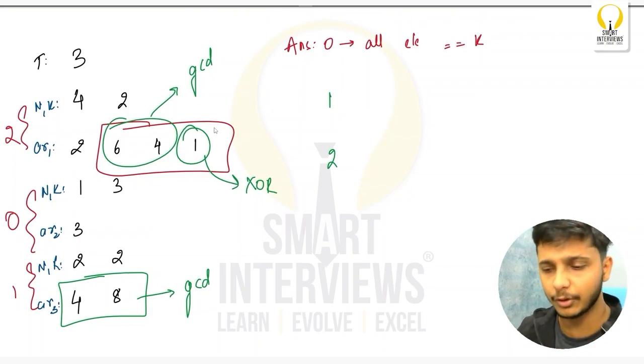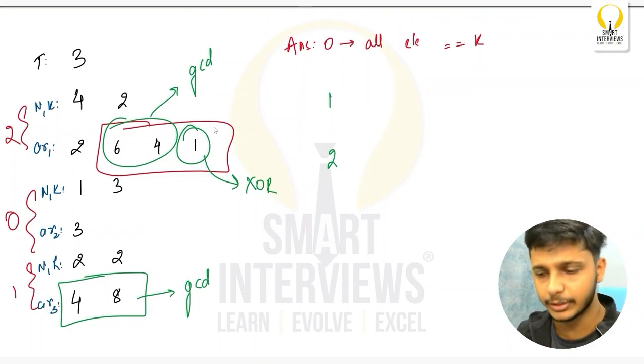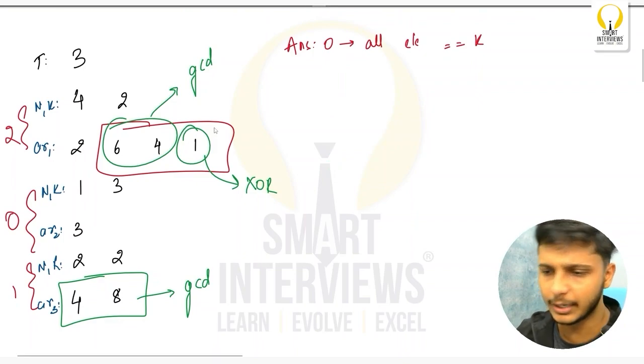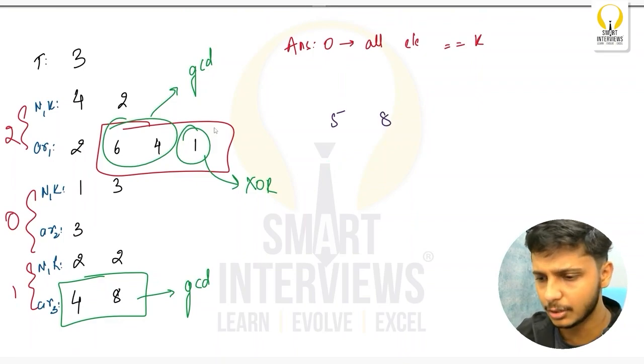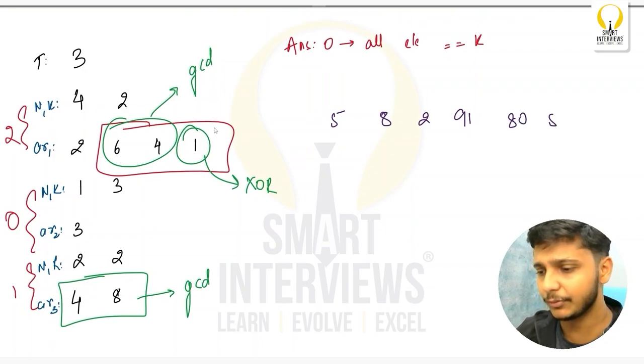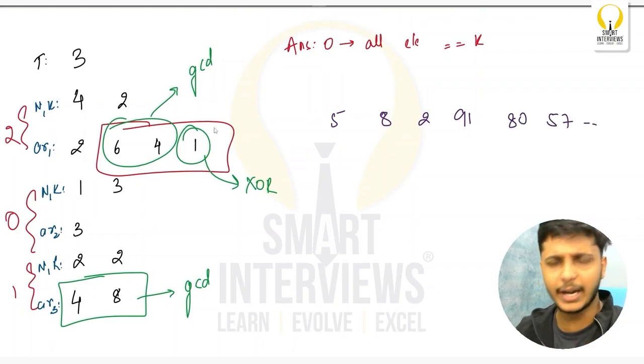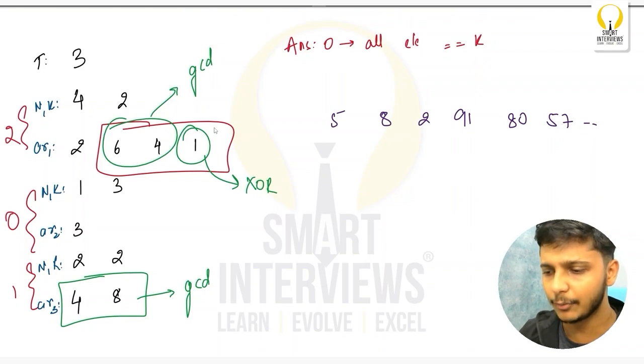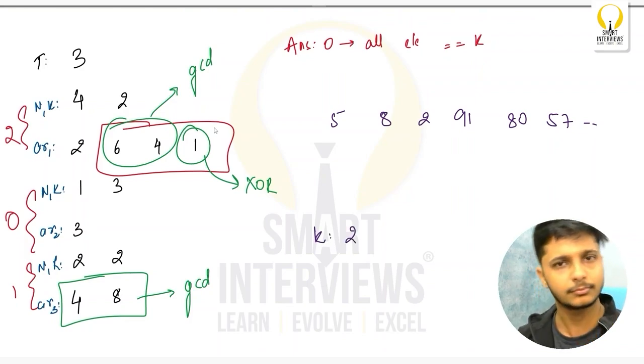So before moving forward, I want to ask you a question. Let's say I give you some random array values 5, 8, 2, 91, 80, 57 and so on, any random values, and I want you to convert all the elements into, let's say, 2. Okay, can you tell me manually what will be the answer for this? How many operations will you take to convert all the elements in the array into 2?